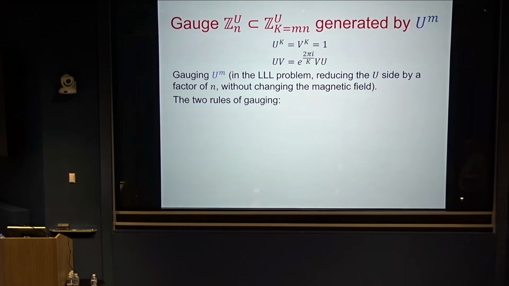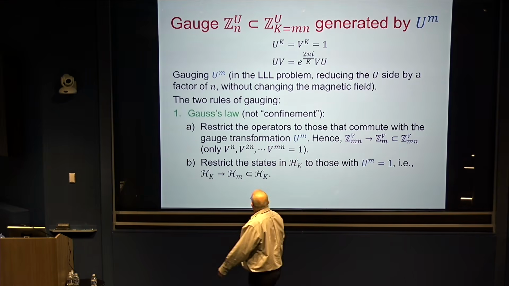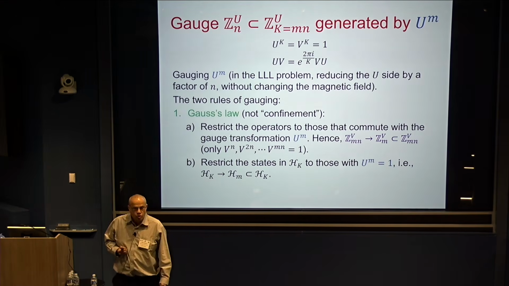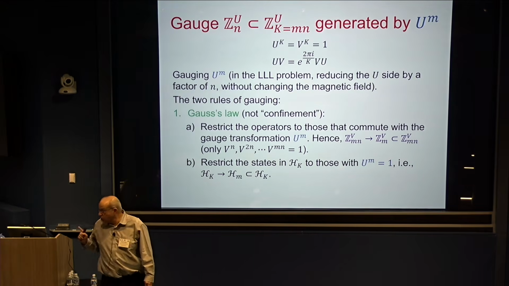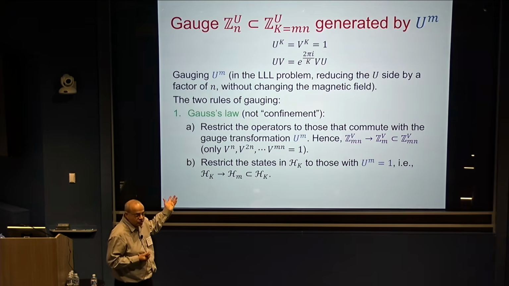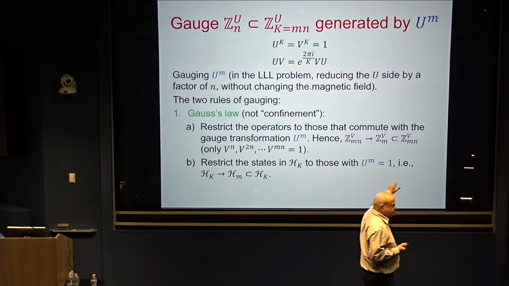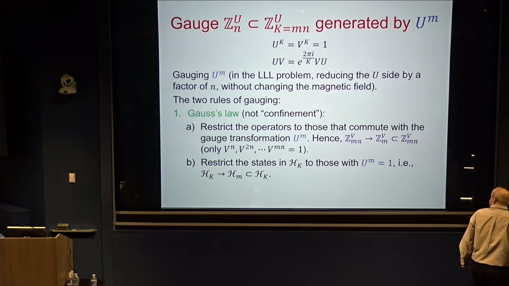So how do we do gauging? These are the two rules of gauging. Rule number one is called Gauss' law. I emphasize this should not be called confinement. Again, this is not confinement. This is Gauss' law. And at that point, you could ask, why does he even mention this trivial fact? It will be obvious soon. This is just Gauss' law. And it has two manifestations. One is we restrict the operators to those that commute with the gauge transformation, U to the m. And we also restrict the Hilbert space to the subspace where U to the m is 1. So this is rule one.